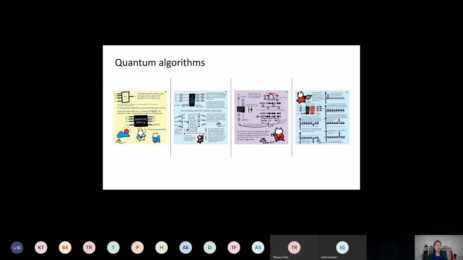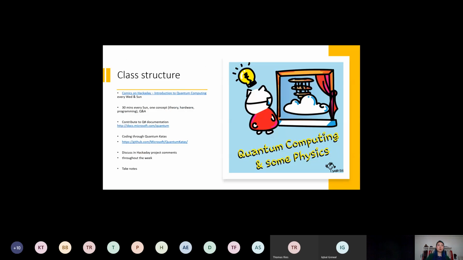We have actually been talking about these algorithms in the Sunday classes I've been giving at Hackaday. We have introduced oracles and talked about Deutsch's algorithm and Grover's algorithm. There are other interesting algorithms we're going to look into. We don't have time for them here, but don't worry, because quantum computing would take a lot more than an hour of talk. So we have these weekly classes at Hackaday.